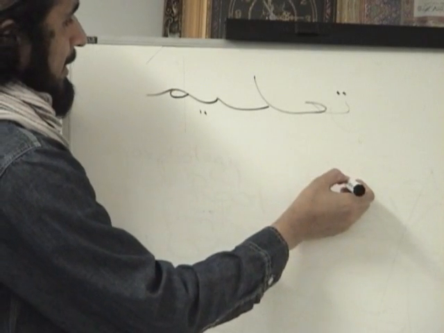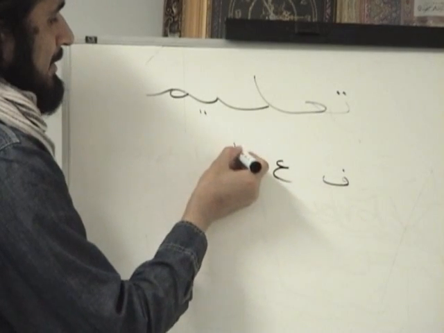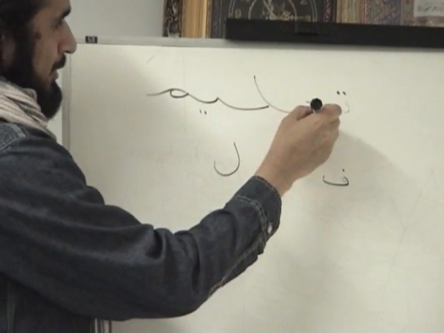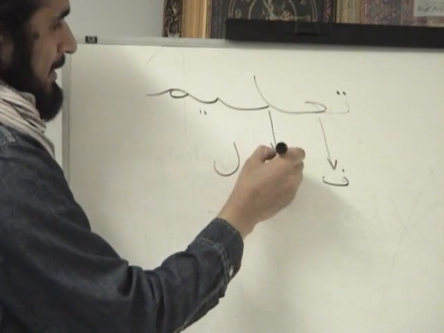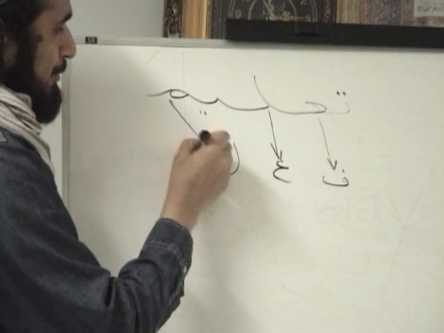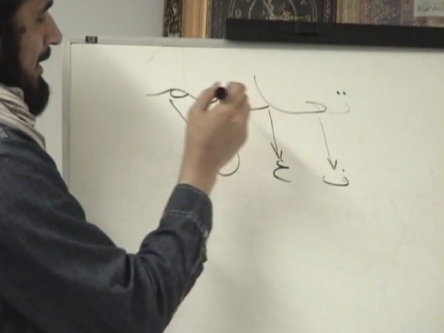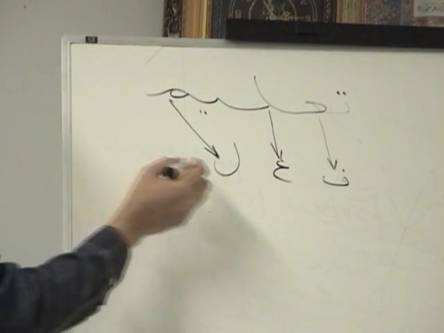What you do is you put a fa here, and an ayn here, and a lam here. Say, okay, this one falls on fa, this one falls on ayn, this meem falls on lam. How about ta and ya? They don't fall on any of these.